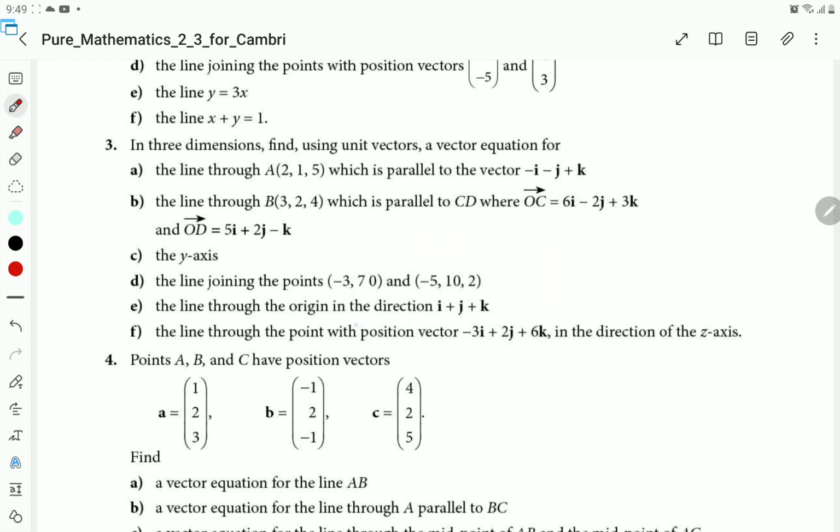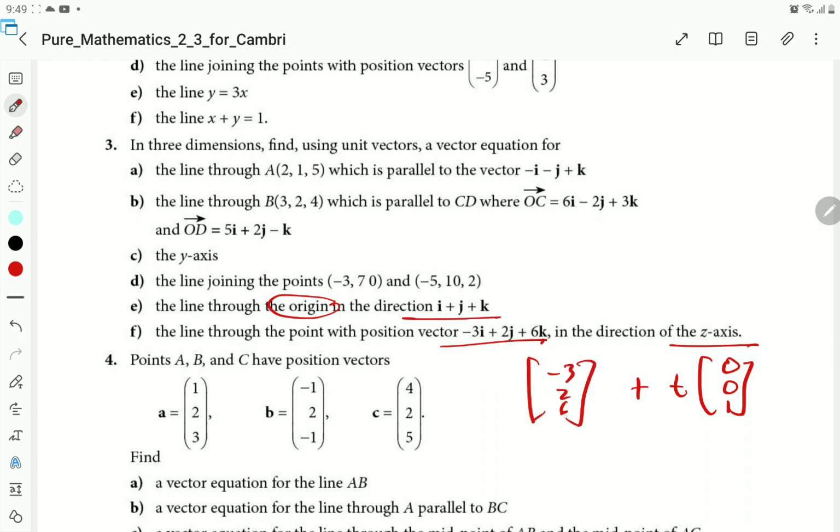The line through the origin, you know the point is 0, 0, 0, you know this direction, so you can find the vector equation of the line. The line through the point with the position vector, so you know a point in the direction of the z-axis, and you know that that is 0, 0, 1. So therefore that is t plus these negative 3, 2, 6.